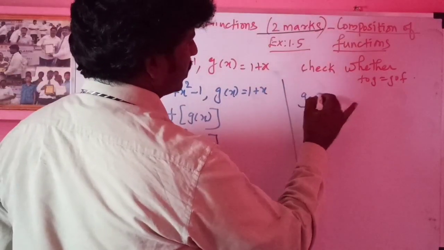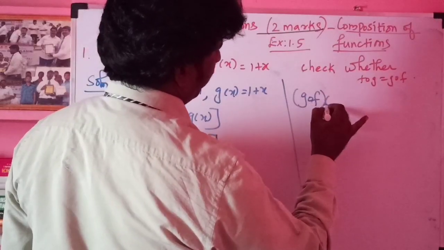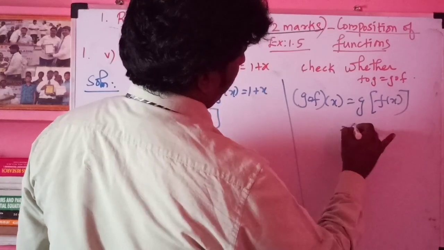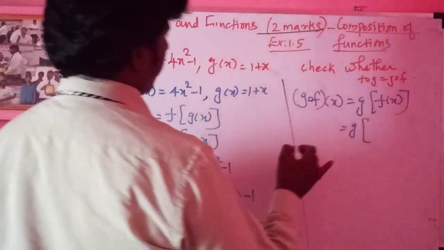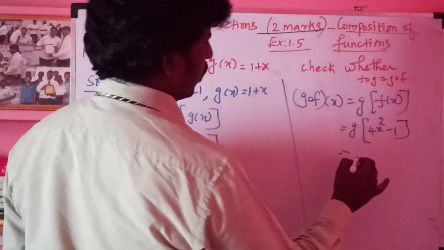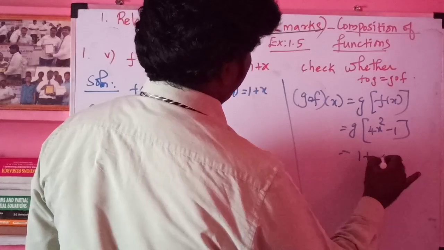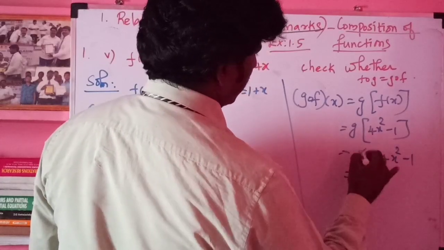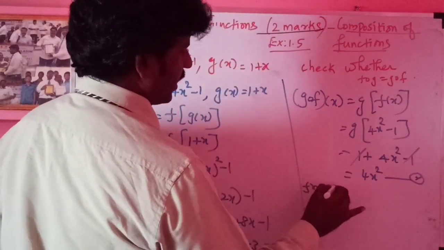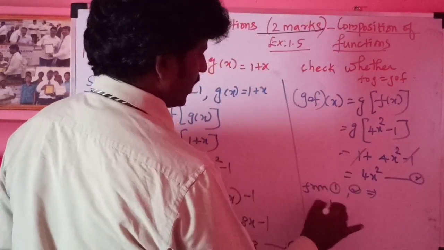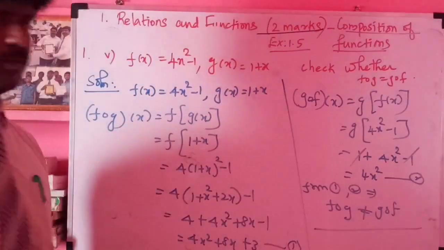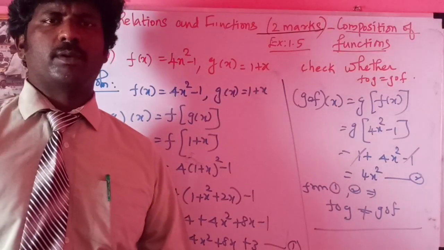Now find the g dot f of x. I mean g of f of x. What is f of x value? The f of x is equal to 4x square minus 1. இப்போ g ல எடுத்து substitute பண்ணணும். g என்ன? 1 plus x. So 1 plus 4x square minus 1. So plus 1 minus 1 cancel. This is 4x square. So from equation 1, 2 implies f dot g not equal to g dot f. புரியுதுங்களா? இப்போ அடுத்த problem பார்க்கலாம்.